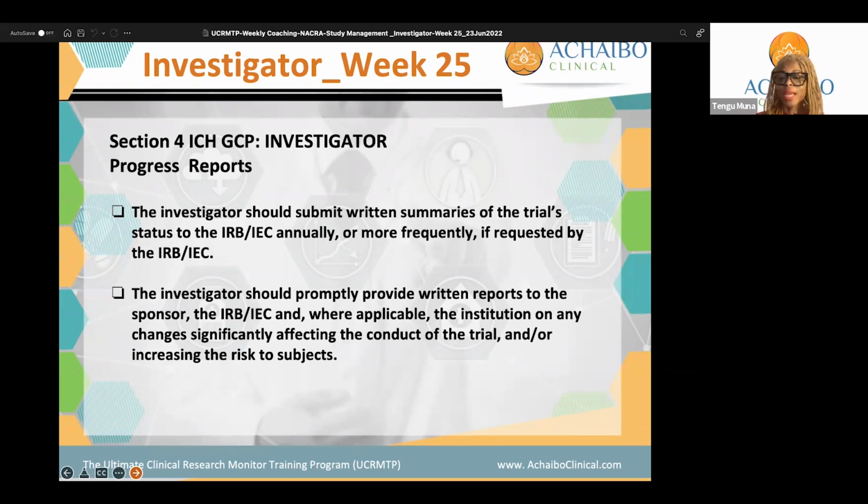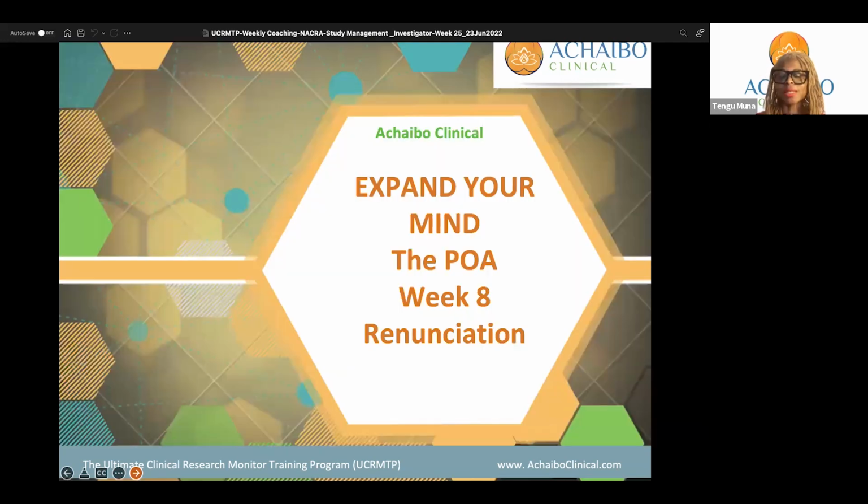And of course, if there are any events that have to be properly reported, such as things that significantly affect the conduct of the trial, things that increase risk to the subjects, you absolutely want to report that as soon as possible.